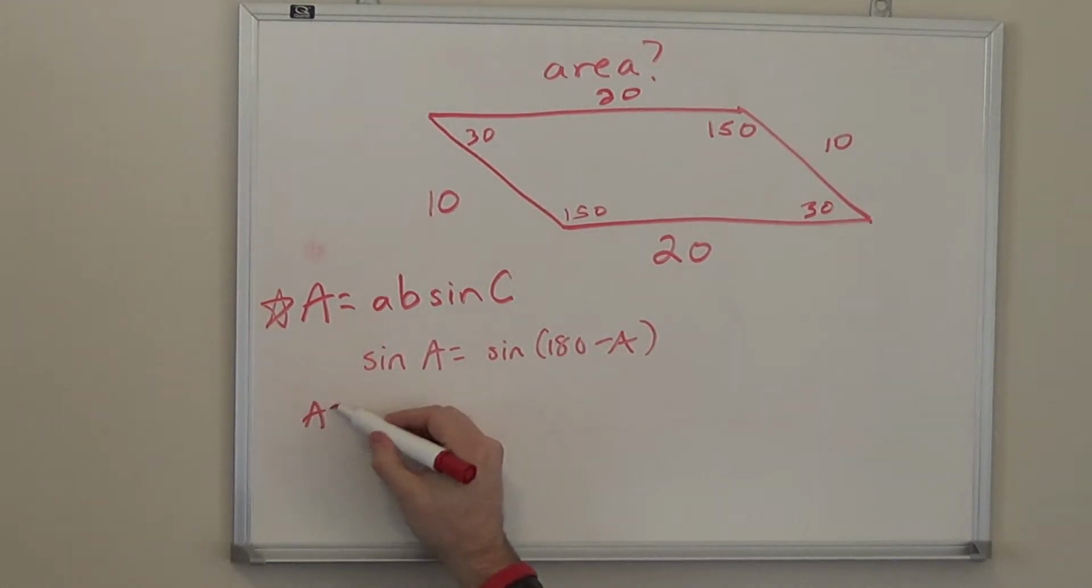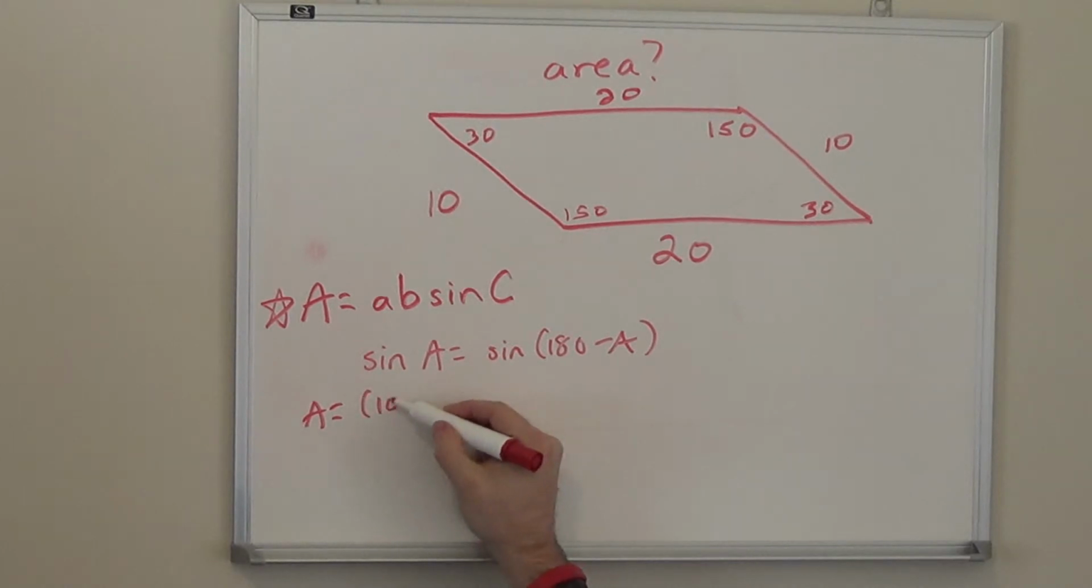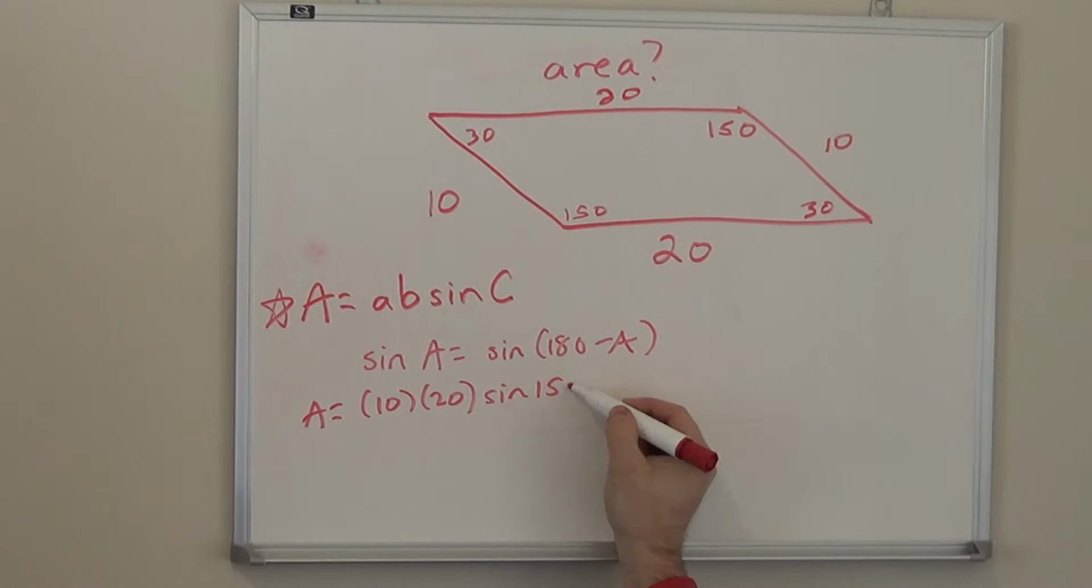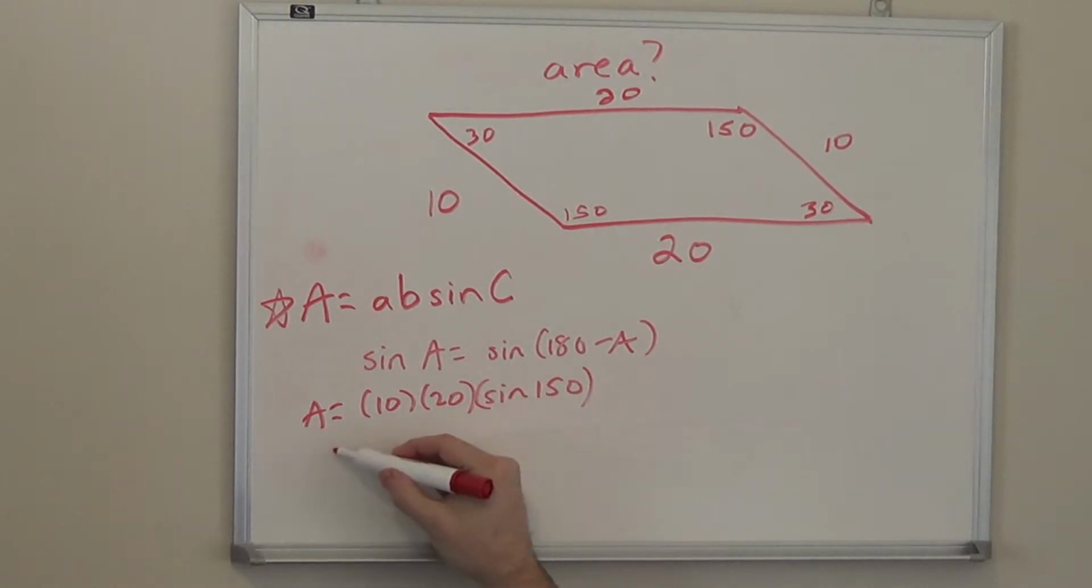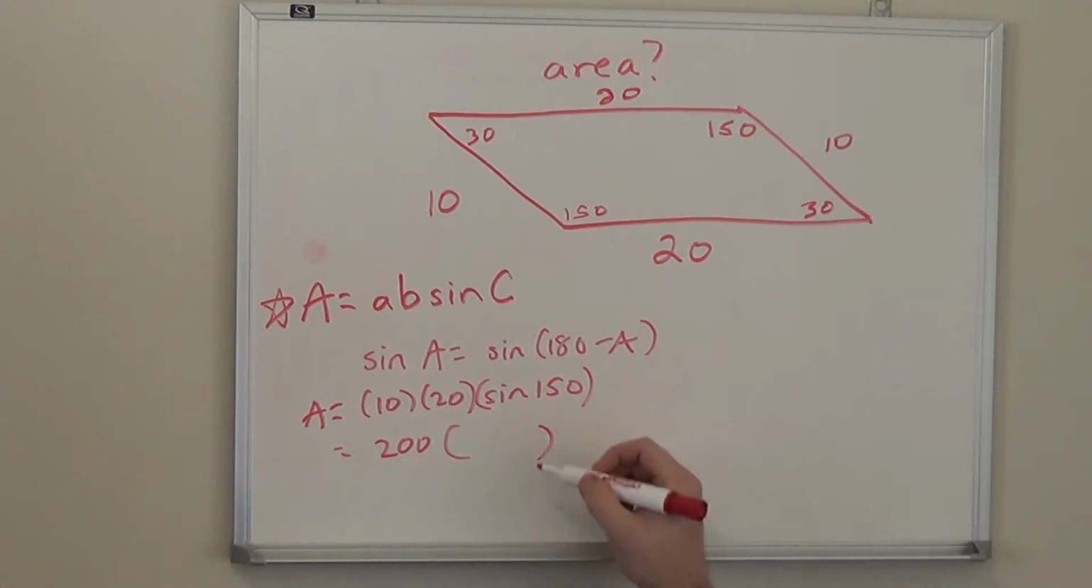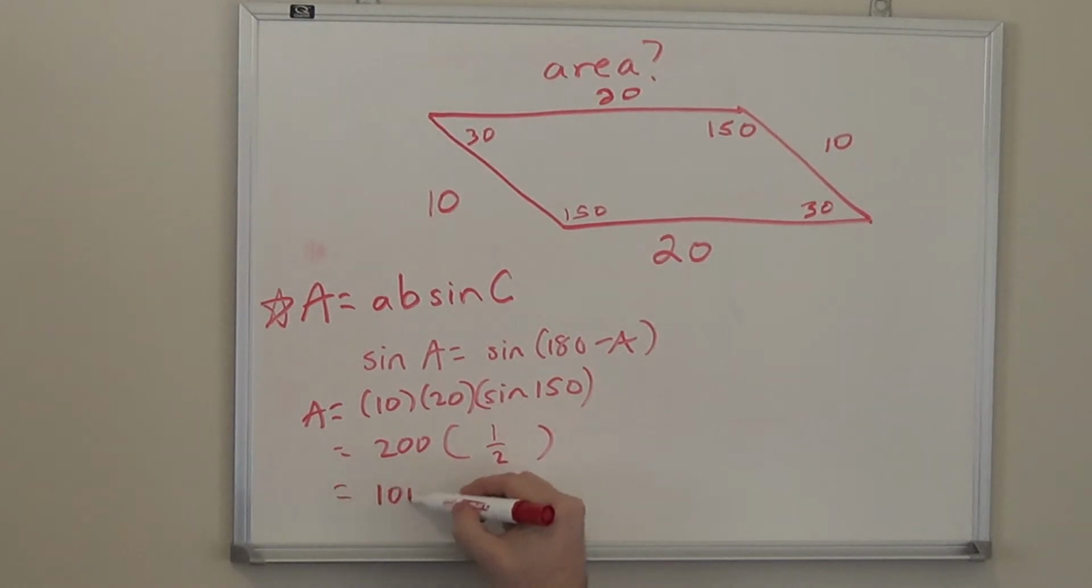This will just give us AB, whatever side you want, 10 times 20 times the sine. I'll just use 150. So 10 times 20 is what, 200? The sine of 150, if you don't know that off the top of your head, just use your graphing calculator, or any calculator really. You'll just see that's a half. So there's one way to get 100.